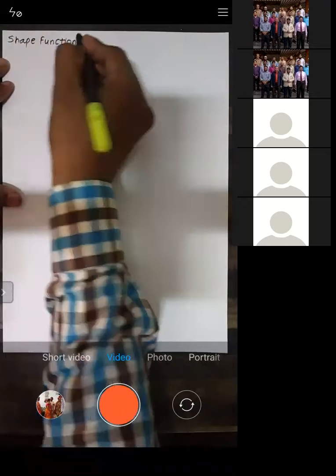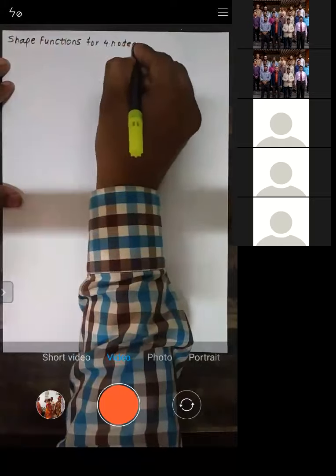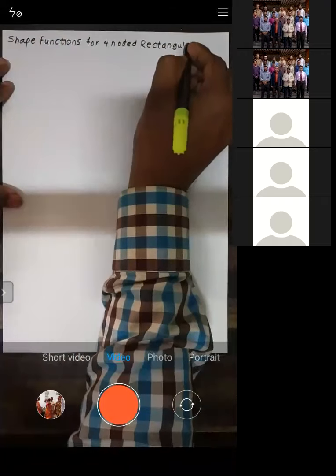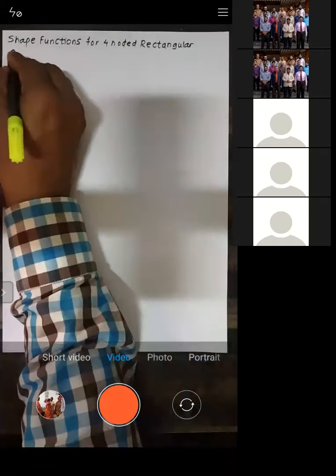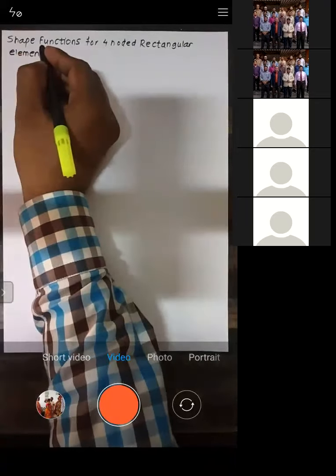See here, shape functions for 4-noded rectangular element in local coordinates.